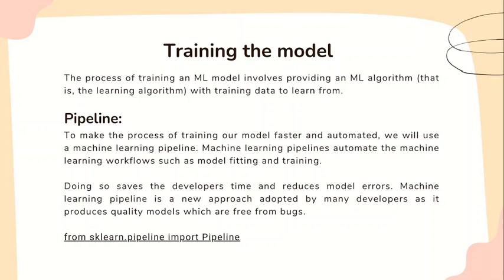So what is a pipeline? To make the process of training our model faster and automated, we will use a machine learning pipeline. Machine learning pipelines automate the machine learning workflows such as model fitting and training. Doing so saves the developer's time and reduces model errors. Machine learning pipeline is a new approach adopted by many developers as it produces quality models which are free from bugs.